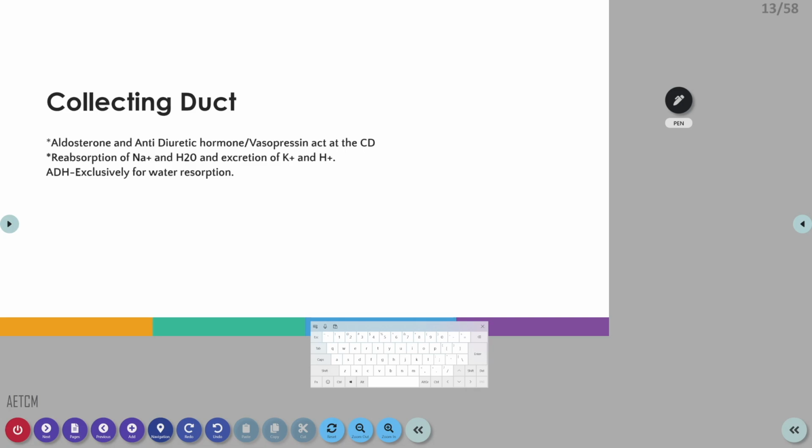Then we come to the collecting duct. In the collecting duct, there are two main hormones that act. One is aldosterone, and the other is antidiuretic hormone, or vasopressin. The resorption of sodium and water and excretion of K plus and H plus are initiated by aldosterone. ADH, on the other hand, causes exclusively water resorption.